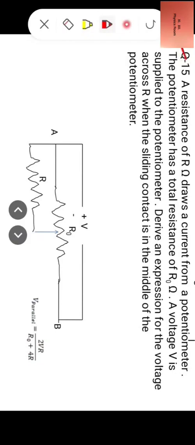Question number 15. A resistance of R ohm draws a current from a potentiometer. The potentiometer has a total resistance of R0 ohm. A voltage V is supplied to the potentiometer. Derive an expression for the voltage across R when the sliding contact is in the middle of the potentiometer. So here is the answer.